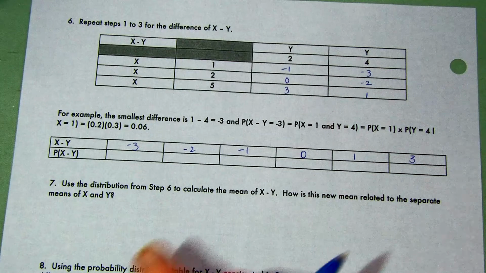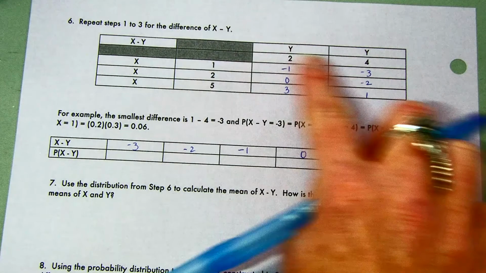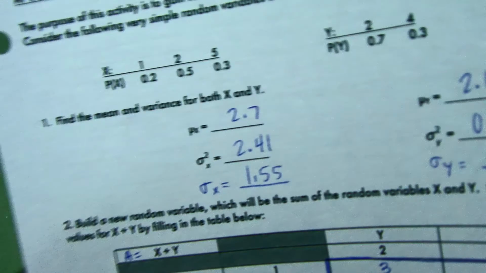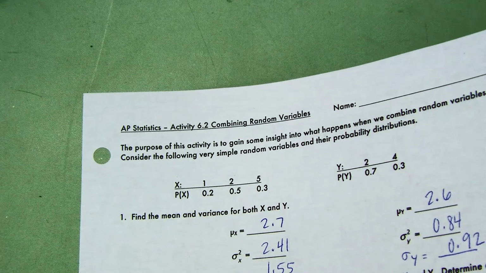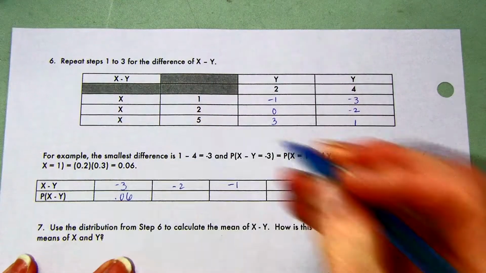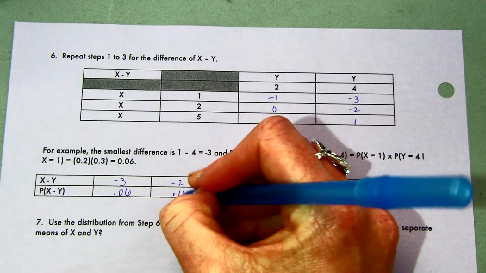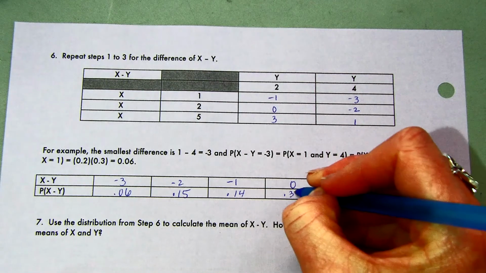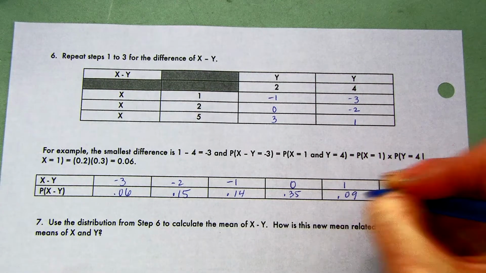So -3 was when x was 1 and y was 4. So when x was 1, I had 0.2. When y was 4, I had 0.3. This is 0.06. I'll help you out here. This is going to be 0.15, 0.14, 0.35, 0.09, and 0.21.